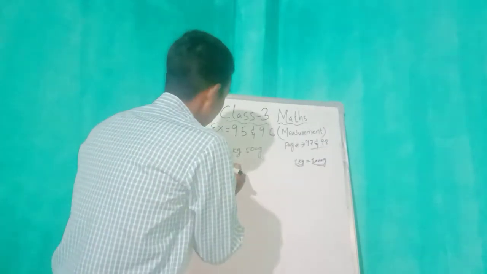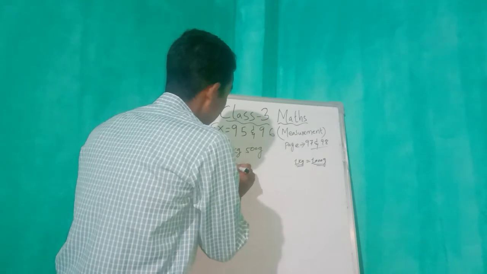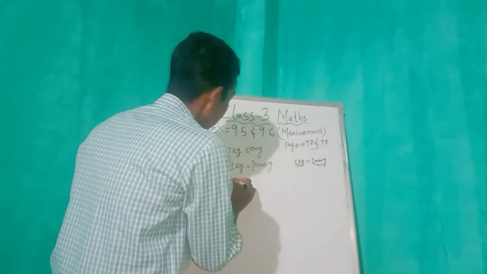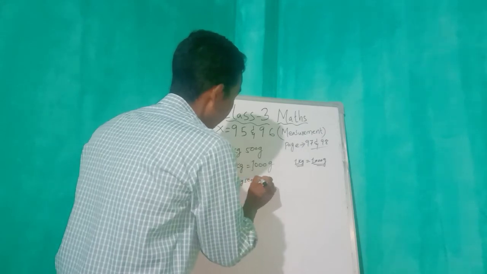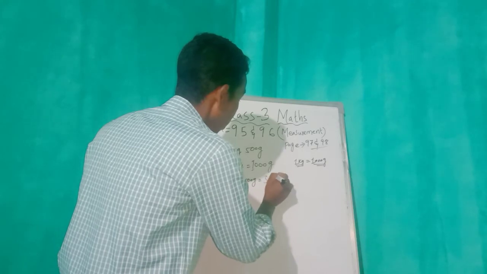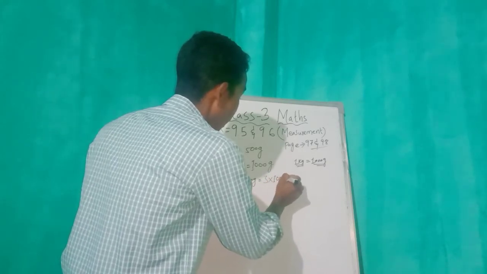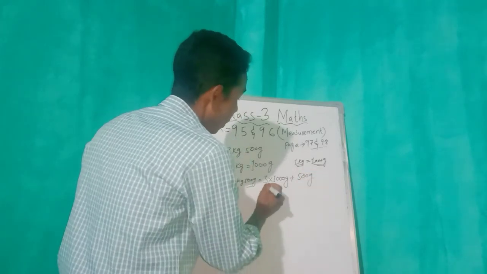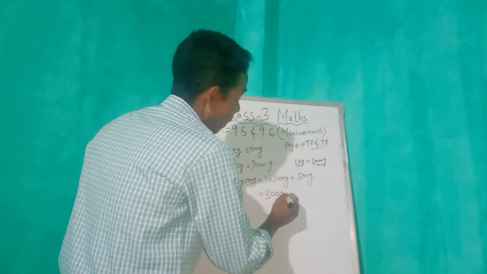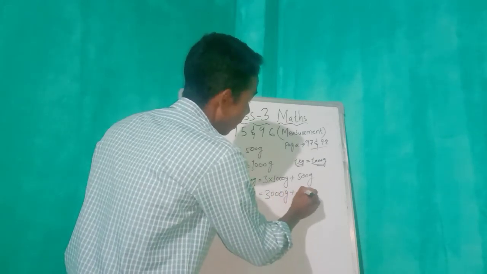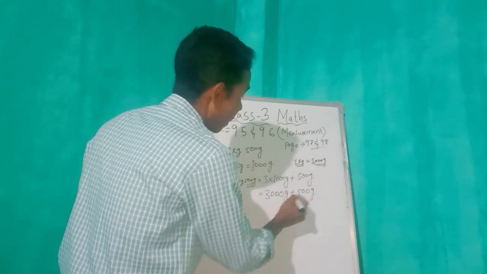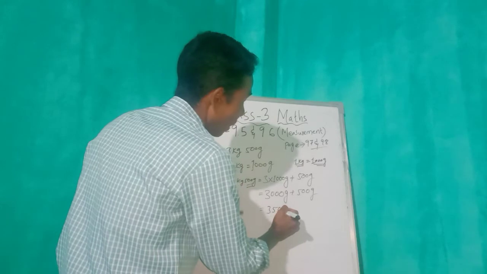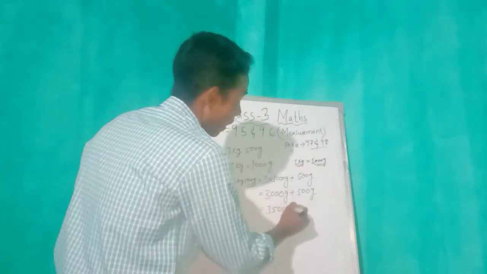We know 1 kg equal 1000 gram. So 3 kg 500 gram equal 3 into 1000 gram plus this one, it will become plus, okay, 500 gram. Now we'll do this one first. That means 3000, this will become 3000 gram plus 500 gram. Then if you do this one plus, then it equals 3500. That means 3500 grams. So this is our answer.